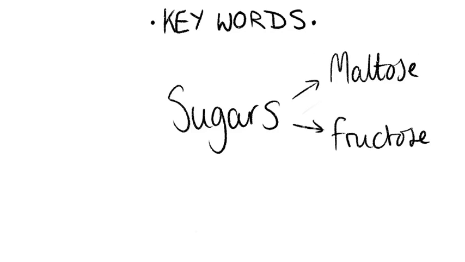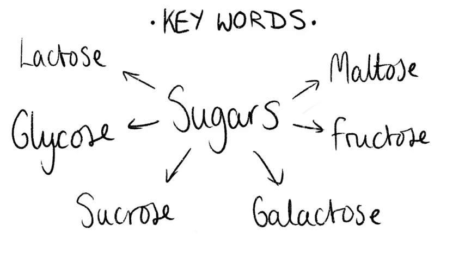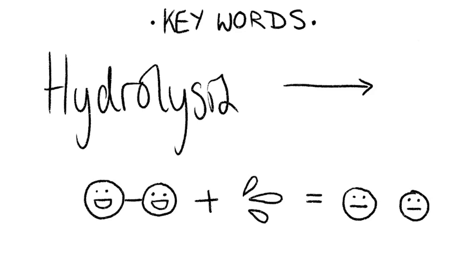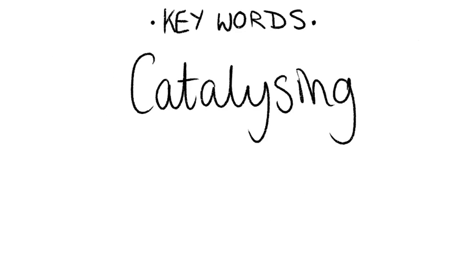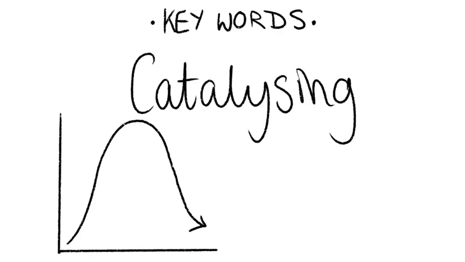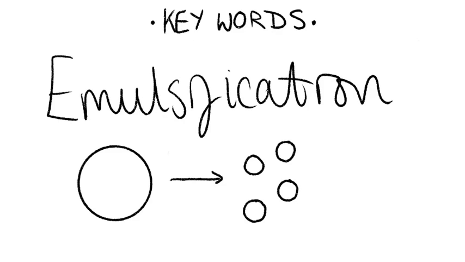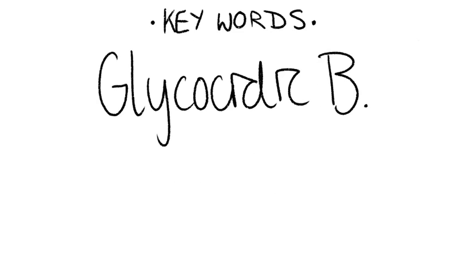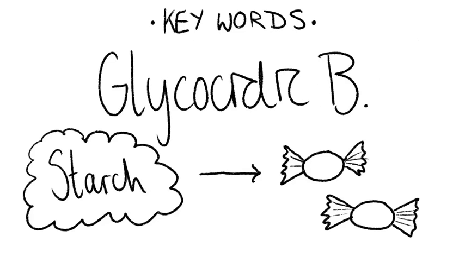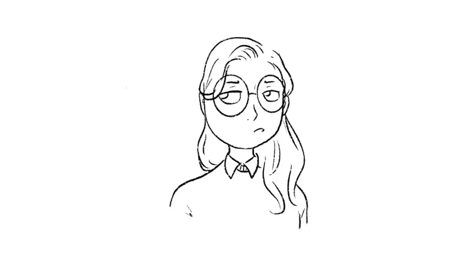Next up is maltose, fructose, lactose, glucose, sucrose, and galactose, which are all either subtypes of monosaccharides or disaccharides and are just the specific names for each type. Hydrolysis is the process of breaking down bonds by adding water. Catalyzing is the process of speeding up a reaction, and emulsification is the process of breaking down lipid droplets into smaller droplets that are easier to digest. Finally, we have glycosidic bonds, which are found in starch and are broken down to produce sugars. Gee whiz. Collect yourself for a moment after all that, and we can move on.